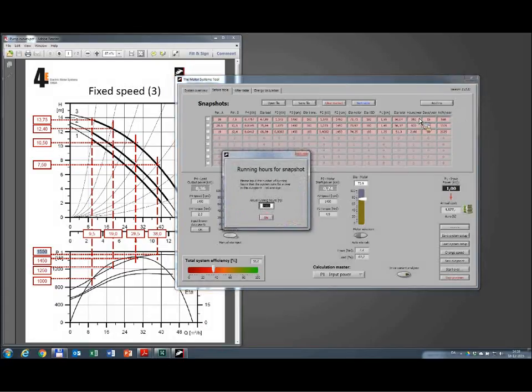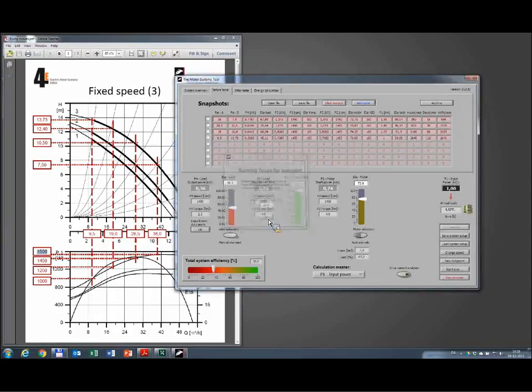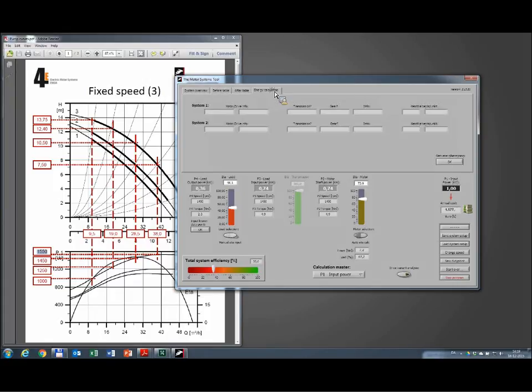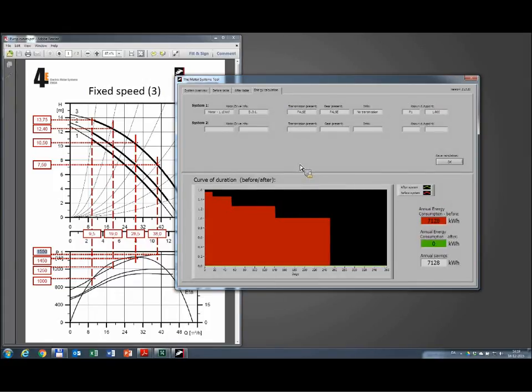We add it to the calculation. In the fourth point we have 2,640 hours, which is 44% of the 6,000 we talked about. And now we have the complete before situation in the red scheme. If we go to energy calculation, you can see in the curve of duration how the energy consumption is distributed from this system. A total of 7,128 kilowatt hours per year is the result.